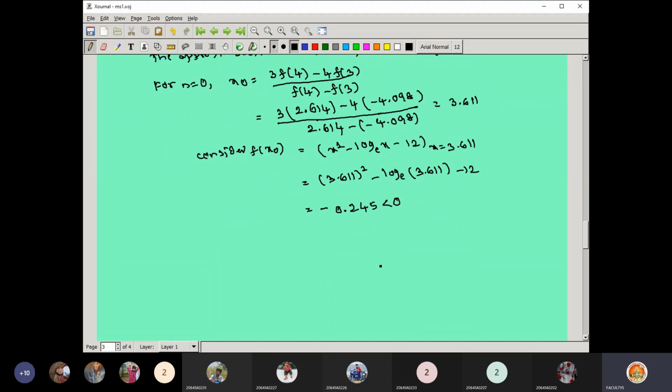So when you are getting less than 0, the statement is: since f of x naught is less than 0, you can change your a equal to x naught. That x naught value is 3.611. So now you go to the next approximate root for n equal to 1.